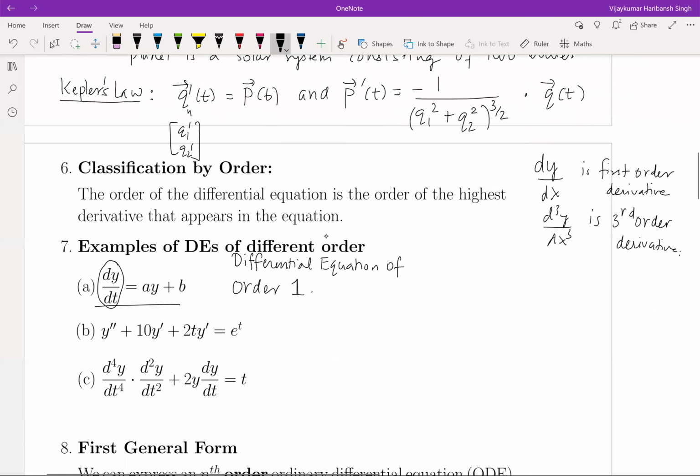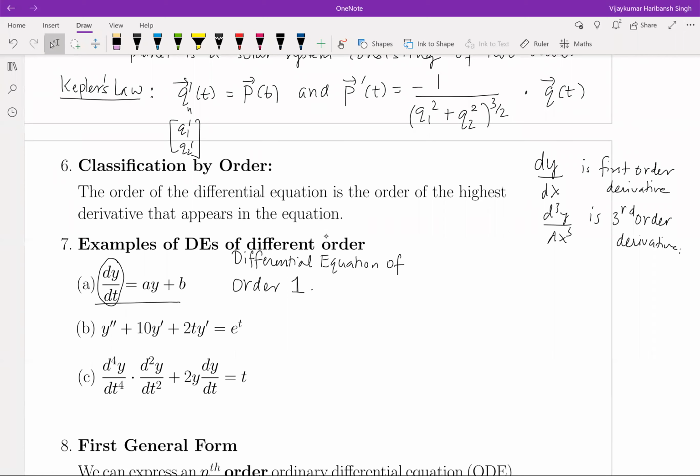Now let's look at the next one. y double prime plus 10y prime plus 2ty prime equals e to the power t. Let's look at the derivatives. So these are the derivatives. Now what is the order of the highest derivative? 2. So this is a second order differential equation.